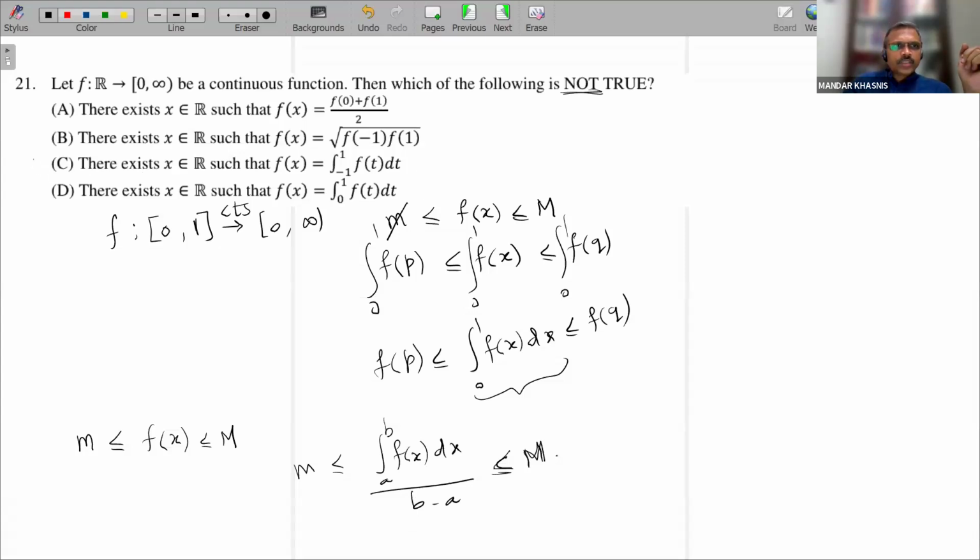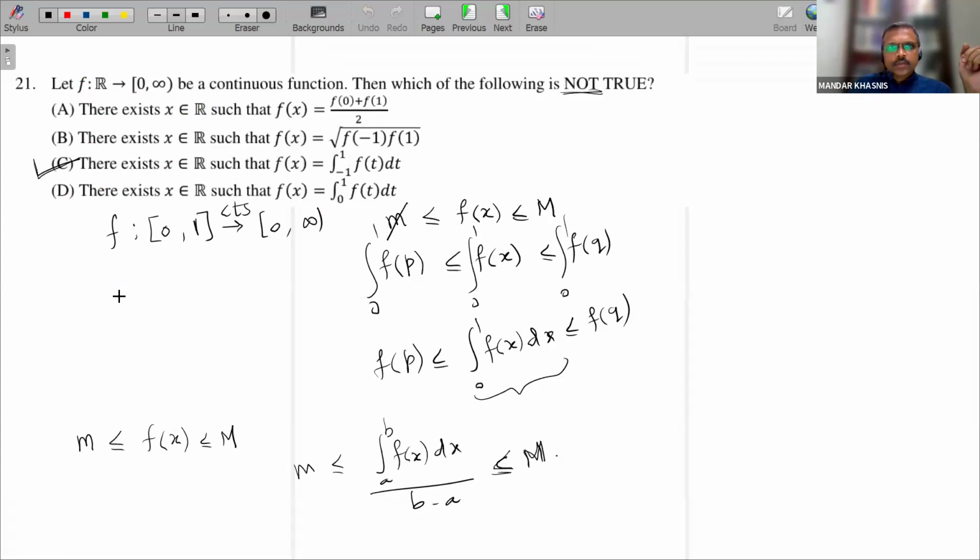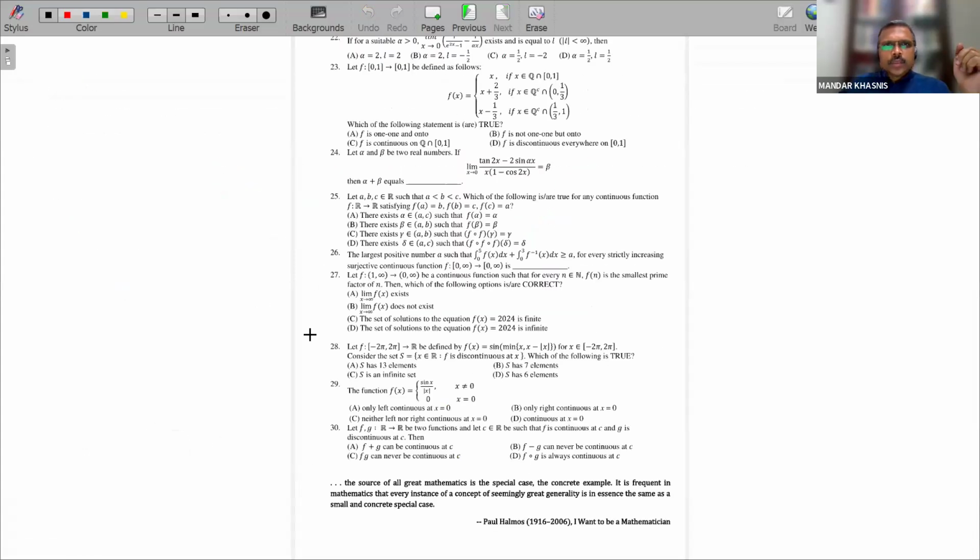So the answer to this is C, and that is the only answer. Move to next. Even 23 is good to discuss. 22 is L'Hopital, I hope you can try that and find the answer. Can you handle 22? Then we can look at 23. Yes, sir. So let's see 23.